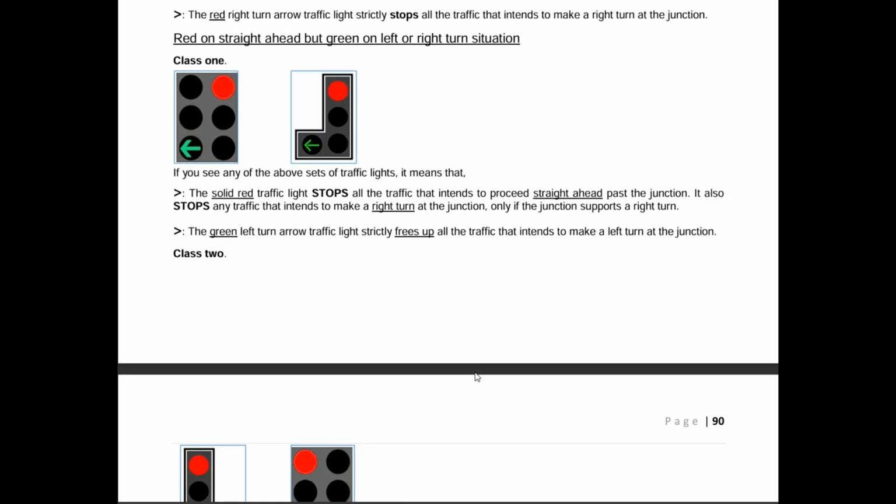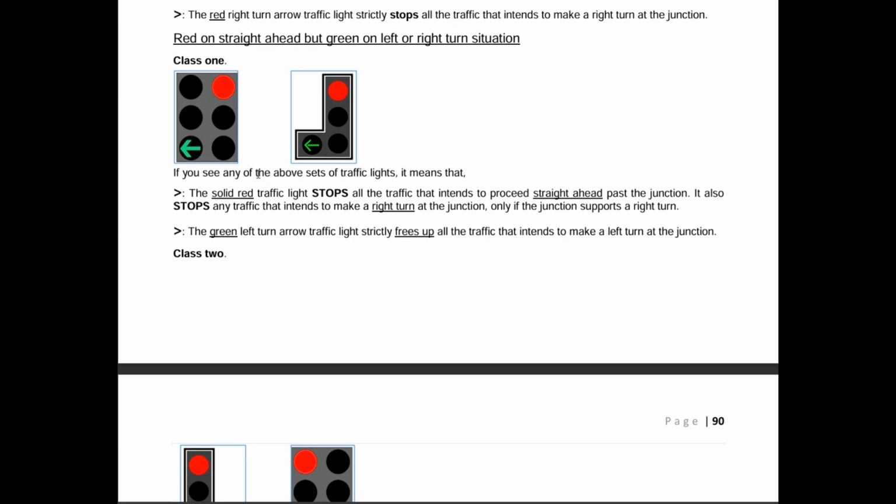Alright, we're now moving on to the next situation of traffic lights, where we have red on straight ahead but green on a left or right turn. We are going to divide this situation into two classes, like we have done previously. The first class has a solid red traffic light and a left turn traffic light that is green. In this case, if you are turning left at the junction, you should proceed and turn left.